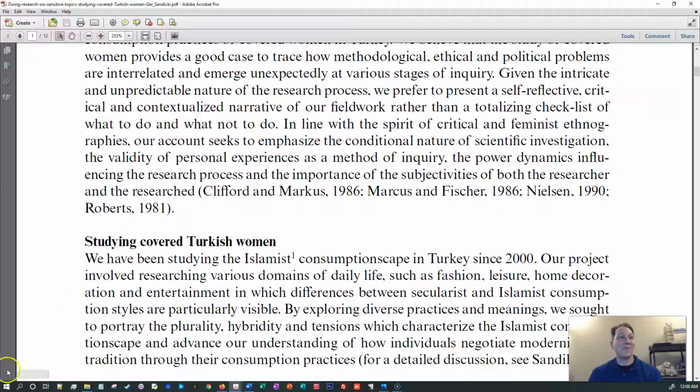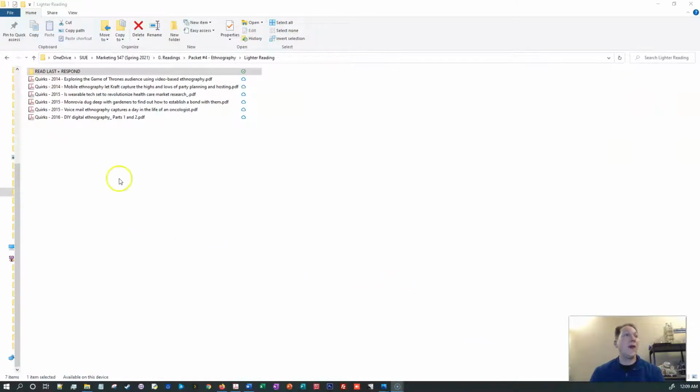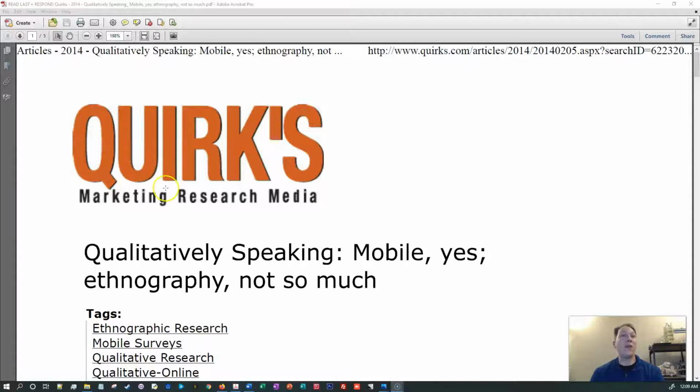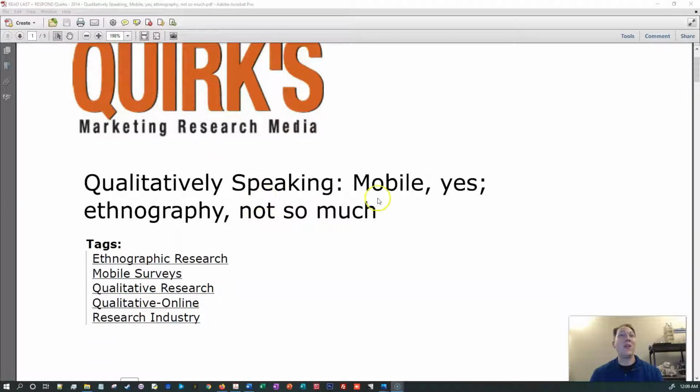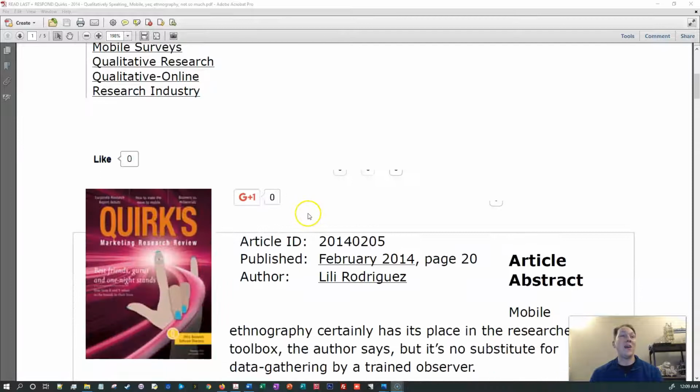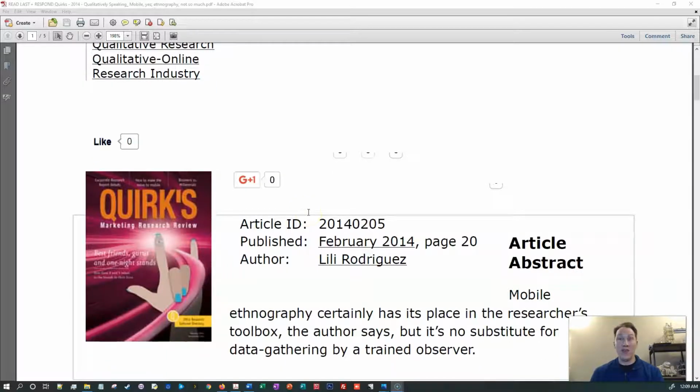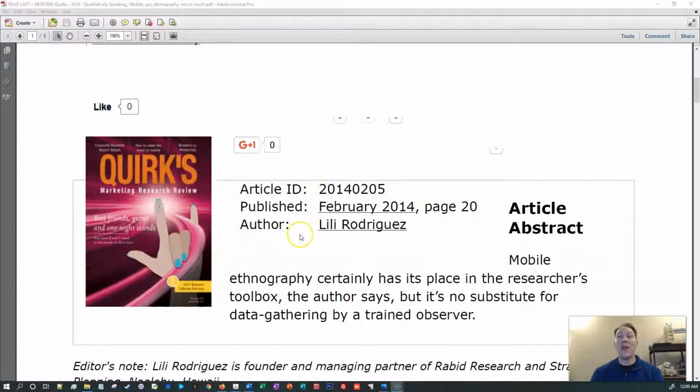It'll be interesting. So beyond all of that, we have several different articles that are from Quirks, and they're all about different applications of ethnography. And I'm not going to go through them all, honestly, because I think they're all pretty readable and pretty understandable. But what I do want to draw your attention to is this one here. This comes from the column, Qualitatively Speaking, Mobile, Yes, Ethnography, Not So Much. Now remember, during the last decade, there's been a huge attempt on the side of qualitative researchers to try to find ways to use electronic methods more often.